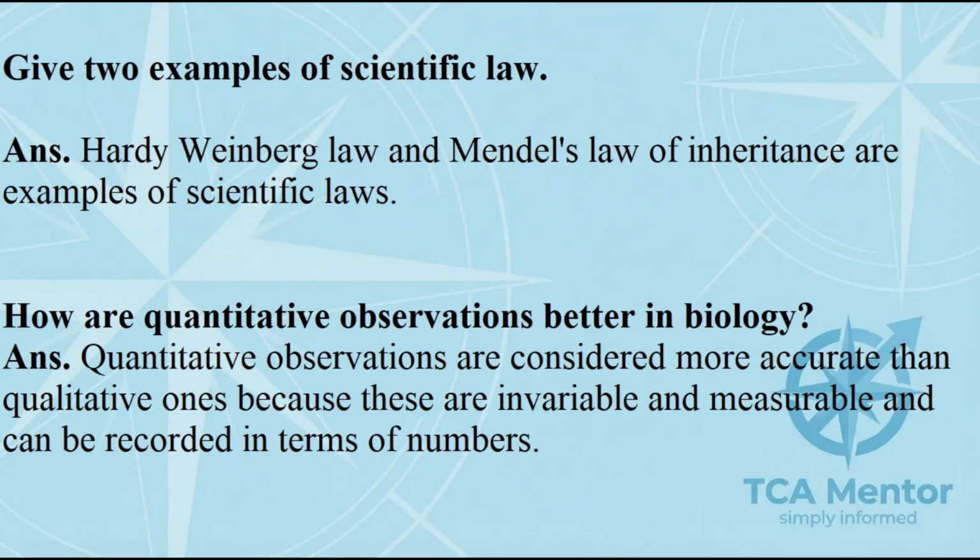Give 2 examples of scientific law. ANS. Hardy-Weinberg law and Mendel's law of inheritance are examples of scientific laws. How are quantitative observations better in biology? ANS. Quantitative observations are considered more accurate than qualitative ones because these are invariable and measurable and can be recorded in terms of numbers.